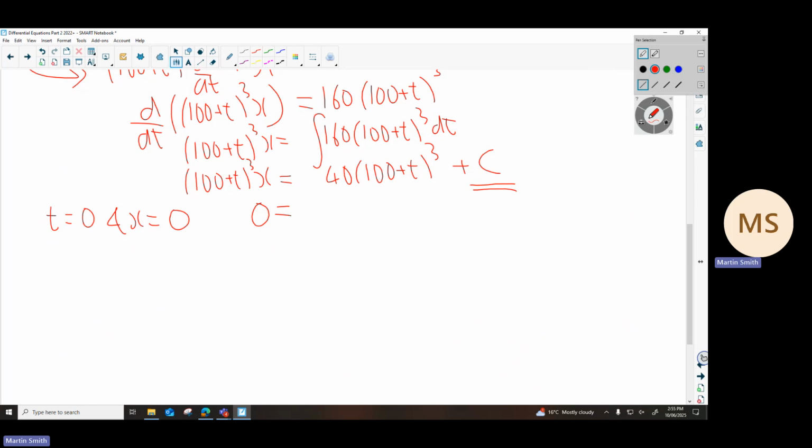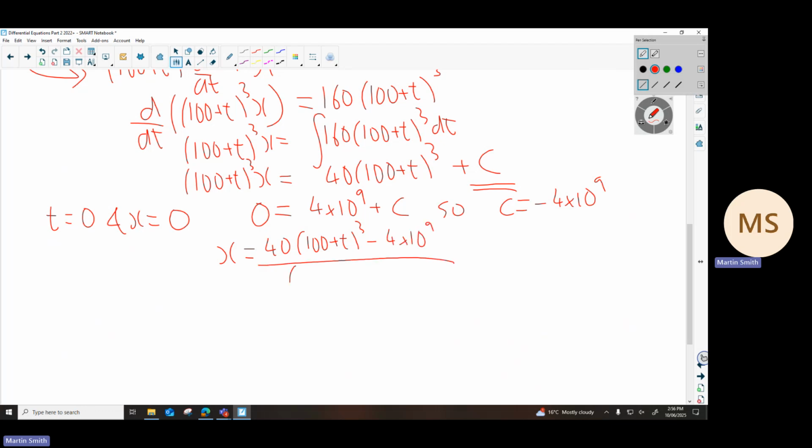The right is going to be some very big number, 40 times 100 cubed, which is 4 times 10 to the 9, written in standard form, plus C. So therefore, C is minus 4 times 10 to the 9. So if you sub that in, and you might as well make X the subject as well, here is the solution. X is 40 into 100 plus t cubed plus C, which is minus 4 times 10 to the 9, all over 100 plus t cubed.